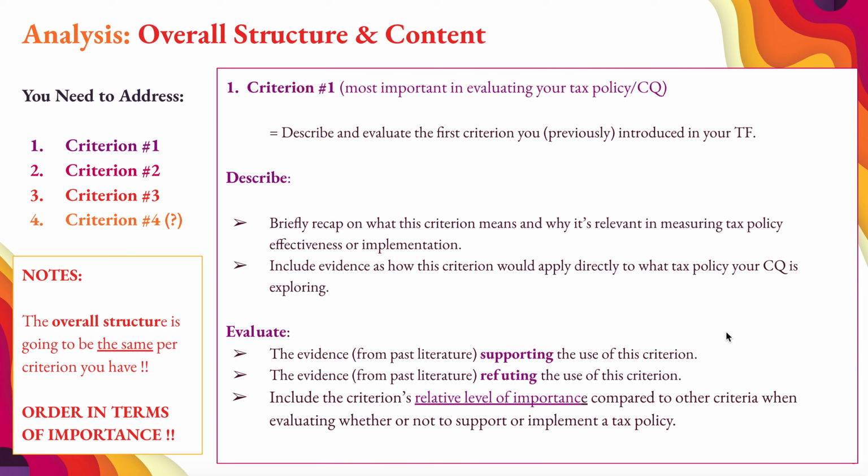So you're always going to need to briefly recap what it means, have evidence supporting and refuting the extent to which this criterion is valid in terms of determining whether your tax policy is going to be successful or not, or whether it should be implemented or should not. So remember that you should order it in terms of importance. That's what I would personally recommend, but of course it's up to you. So that's just my insight on that.